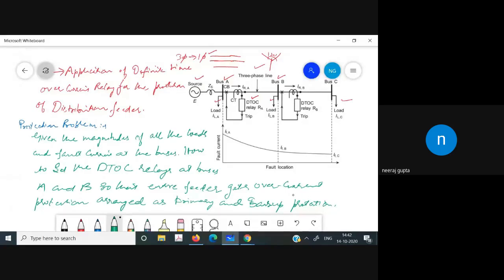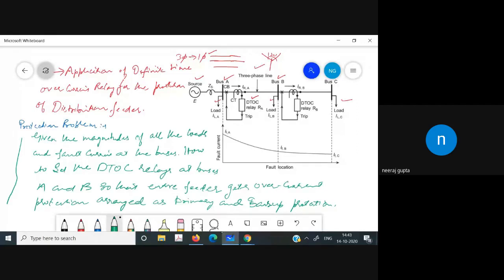So this is the protection problem that we have to solve. We are given the magnitudes of the loads, that is, loads LA, LB, and LC, and the fault currents. So we have to set these two relays, at buses A and B, so that the entire feeder gets overcurrent protection arranged as primary and backup protection. So this is the problem statement.